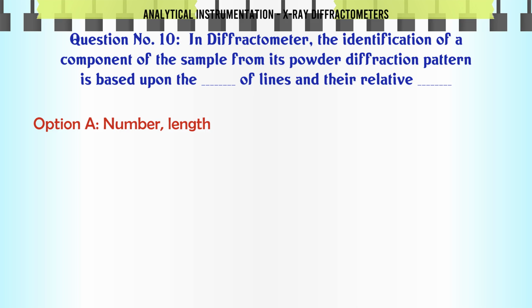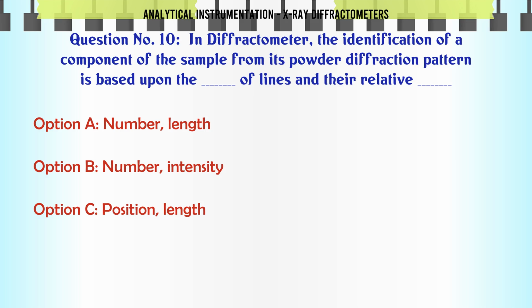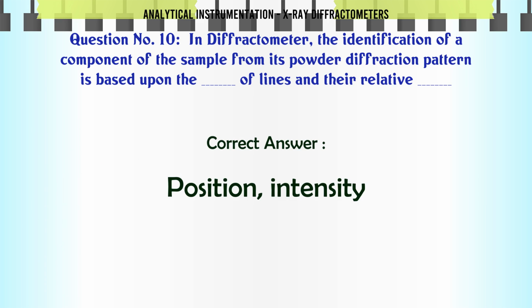In diffractometer, the identification of a component of the sample from its powder diffraction pattern is based upon the of lines and their relative A. Number, length. B. Number, intensity. C. Position, length. D. Position, intensity. The correct answer is position, intensity.